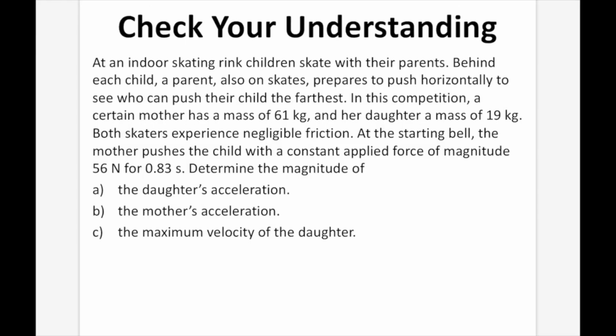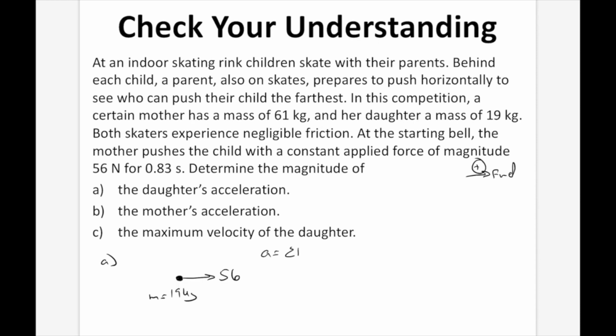So we're going to need multiple free body diagrams. So for A, let's just focus on the daughter. The daughter has a mass, we're told, of 19 kilograms. We're going to say that forward is positive. We're told that she's pushed with a force of 56 newtons for 0.83 seconds. Now the 0.83 seconds isn't going to mean anything for the first two questions. We need to find her acceleration.